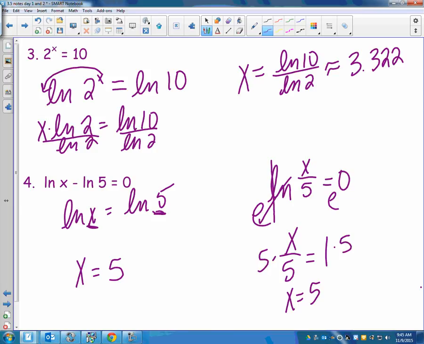So two strategies in that problem: set a log equal to a log, or e both sides to get rid of an ln. Remember doing this last year? Both of those are really nice answers.